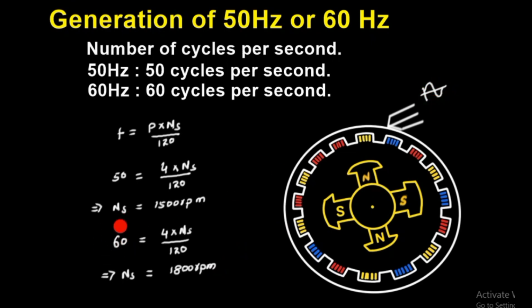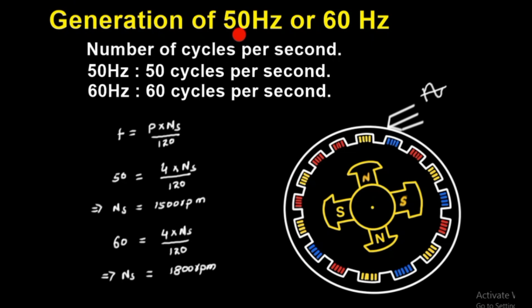In the next video lecture, we will discuss why power plants generate EMF at a frequency of 50 Hz or 60 Hz. Why don't we use other frequencies?